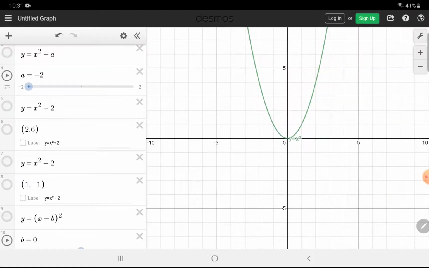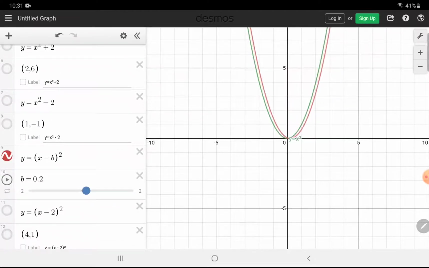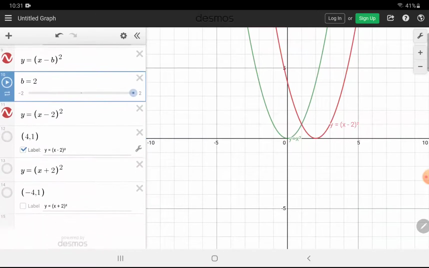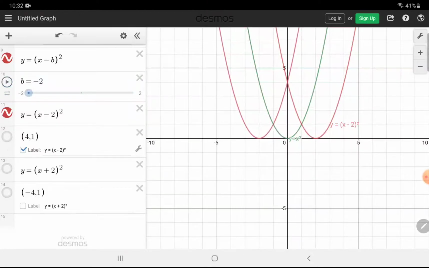okay, so now we'll have our y equals x minus b squared. And then what we're going to do is make that b value change. You'll notice that the graph is basically shifting horizontally. It's going right and left, like that. As we go all the way to the right, you'll notice that we now have the graph y equals x minus 2 squared. We've gone 2 units to the right. And if we shift this graph all the way to the left, 2 units to the left, then you'll notice now we have y equals x plus 2 quantity squared. So those are our 3 different graphs.